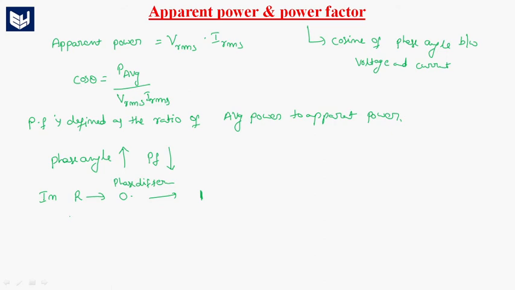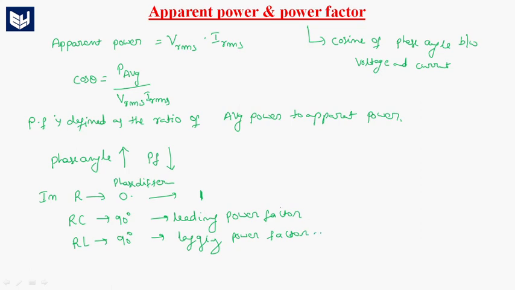Similarly, in case of an RC network, the phase difference is 90 degrees, so we get a leading power factor. The power delivered from source to load is 0, but the power factor is leading. In case of an RL load, the phase difference between voltage and current is 90 degrees, but we get a lagging power factor.